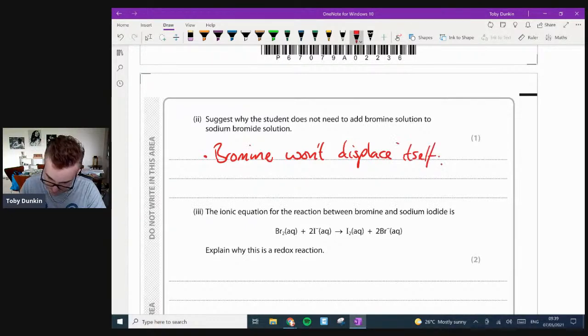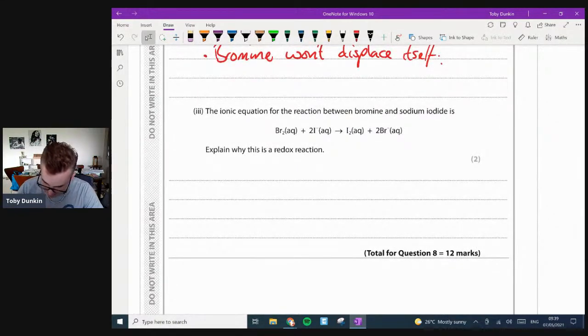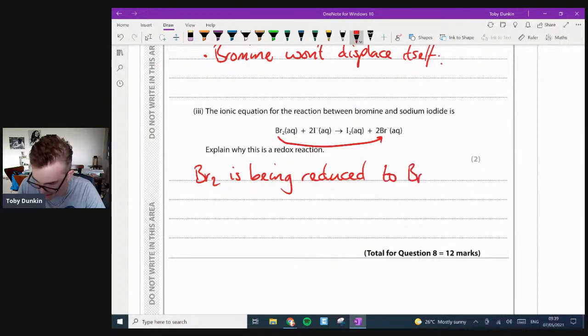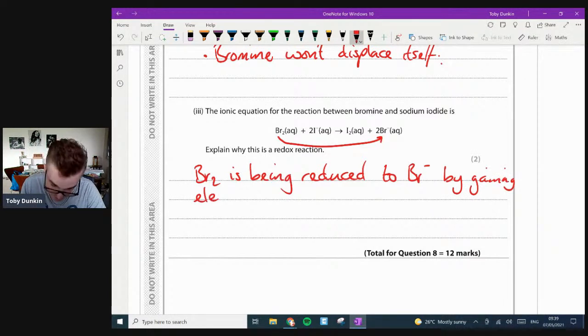Same reactivity. The ionic equation for the reaction, explain why this is redox. So the bromine is being reduced, it's gaining electrons. Br2 is being reduced to Br minus by gaining electrons. Gaining electrons.